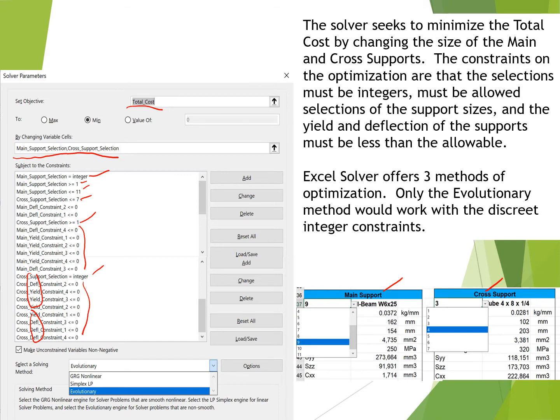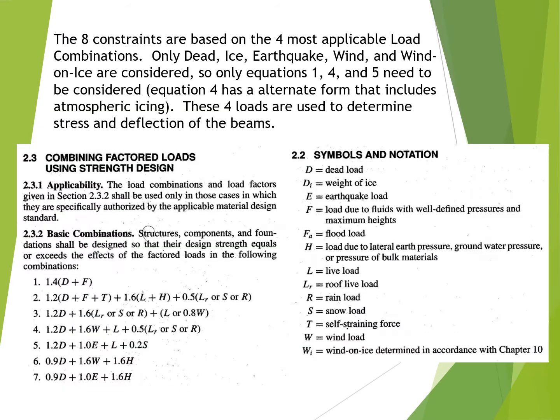The solver in Excel can run with a nonlinear, a linear, or an evolutionary program. For this program, because of the discrete values required to solve, I could only get the evolutionary program to run with good answers. The other constraints in the solver are based on the ASCE guide for building design.